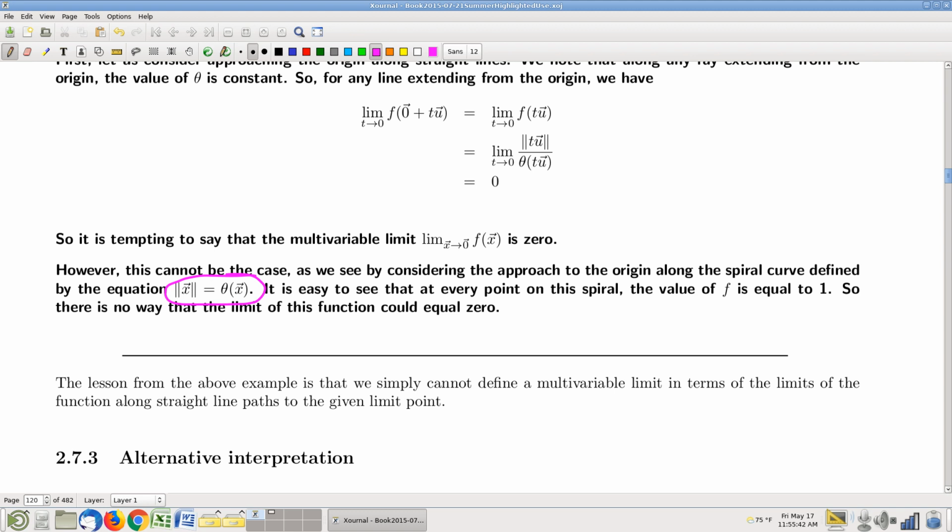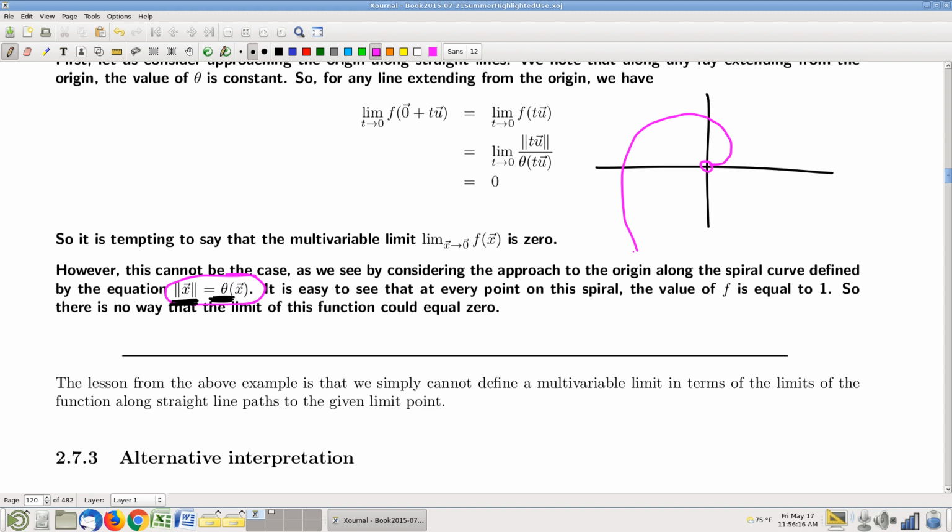Magnitude of x equals theta. Let me draw a picture of that. This says that as theta increases, my distance from the origin increases. This is a spiral. Right? As theta increases, my distance from the origin increases. That's a curve. What happens as I approach along this curve?